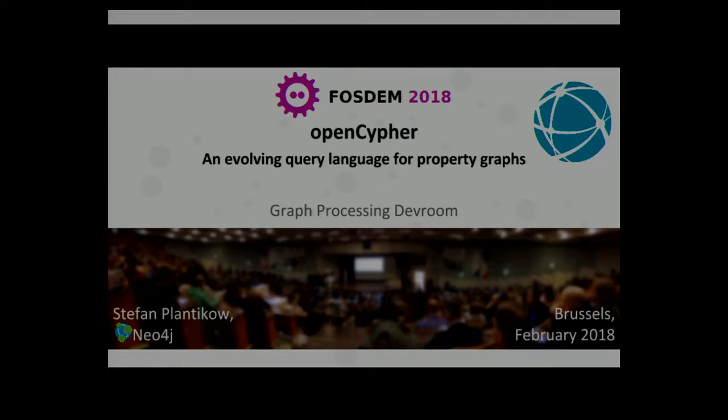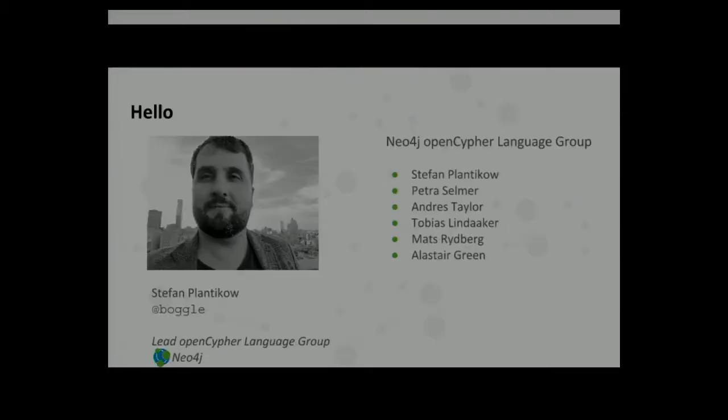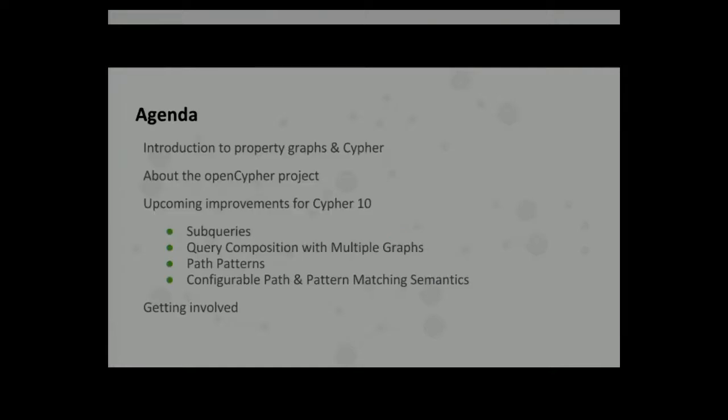And the title of the talk is Open Cypher, an evolving query language for property graphs. My name is Stefan Plantikow. I'm the lead of the Open Cypher language group at Neo4j. That is the group at Neo4j that dominantly works on the design of the Cypher language. And it's not just me, that's also my colleagues, Petra Salmer, Andres Taylor, Tobias Lindacker, Mats Rüttberg, and Alistair Green.